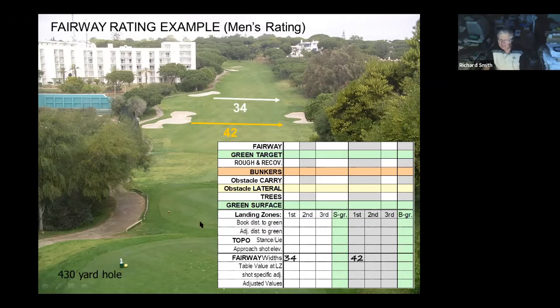This next one, the white one, 34 width, that'll be where the scratch golfer's landing zone ends. And that we measure off, find that to be 34. That goes here in the scratch column. And this hole is long enough that bogey will have a second landing, can't reach this green in 2. Up here, it's narrower, it's 26 yards wide, and that goes here in the second landing zone column for bogey.